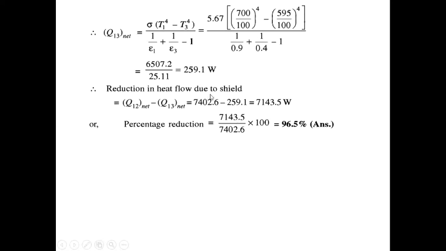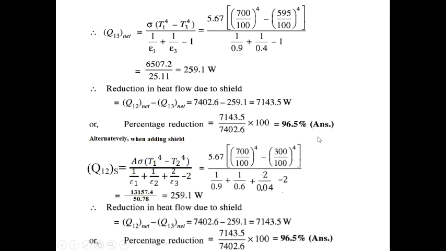So for the reduction in the heat flow, Q12 net minus Q13 net is 7143, and this becomes 96.5%. Another way: first we find the Q12 without shield by using the formula A sigma T1 to the power 4 minus T2 to the power 4. This is another method. In your problem, if the temperature of the aluminum shield is not given, you directly put this formula; the problem will be smaller and the calculation also smaller. You directly use this formula and get the same value 259.1. From this you get Q12 net minus Q13 and the same percentage comes.